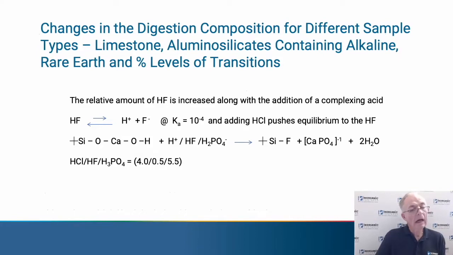So what we've got is a situation where we want to shift the equilibrium to the HF molecule and also change the chemistry a little bit by adding a complexing agent that will tie up calcium, and this combination effects an elimination of calcium fluoride. In fact, we have developed a method for, among other things, silicon, trace silicon, and calcium carbonate in limestone.